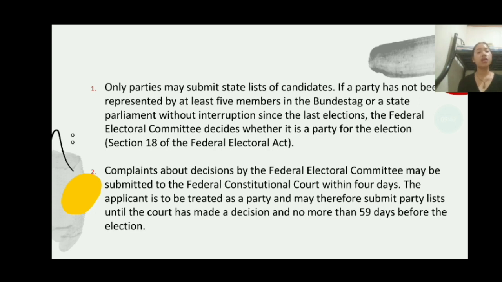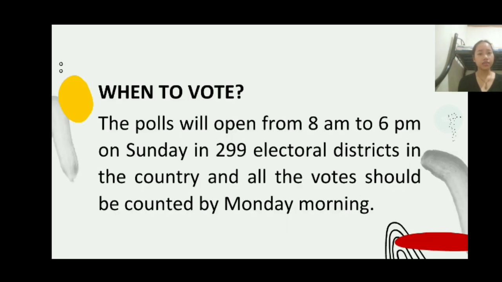So the complaints of the candidates about the decision of the Federal Electoral Committee would be submitted to the Federal Constitutional Court to raise their concerns and find solutions. The applicant is to be treated as a party and may therefore submit a party list until the court has made a decision and no more than 59 days before the election. So they have also given a span of time to wait until the court's decision is fixed.